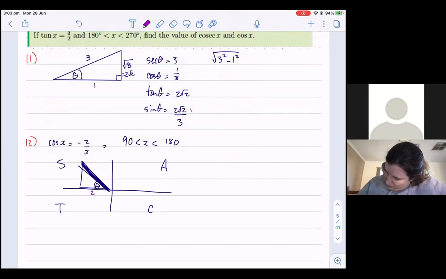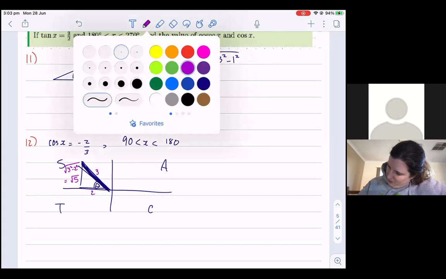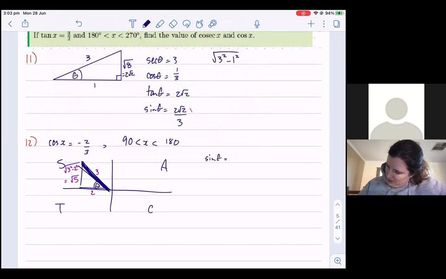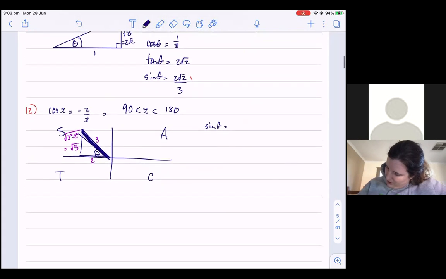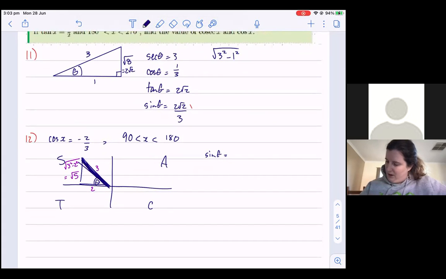Now cos is adjacent on hypotenuse. So the opposite must be square root of 3 squared take 2 squared, which is root 5. Which now means sine theta must be, is that what we're finding? Sine and tan, good. Sine is then opposite over hypotenuse, so it's root 5 on 3. Sine is going to be positive because we're in the sine quadrant. Tan theta, opposite over adjacent, so it's root 5 on 2. But we're in the sine quadrant and tan's negative.